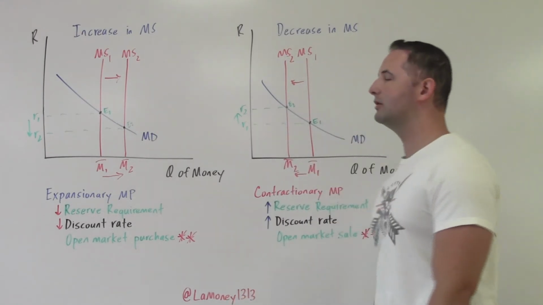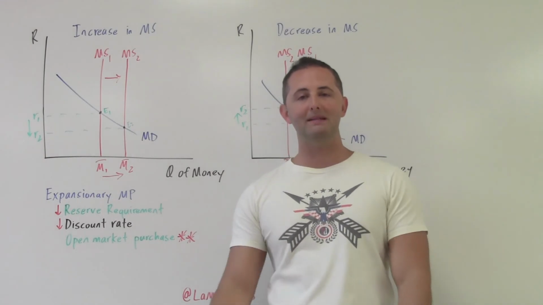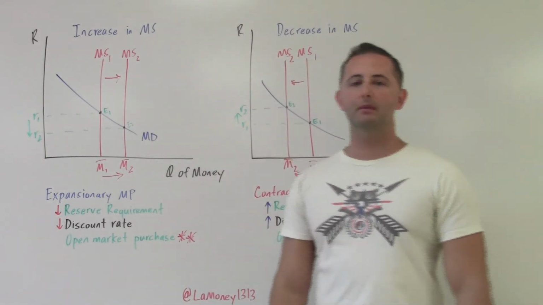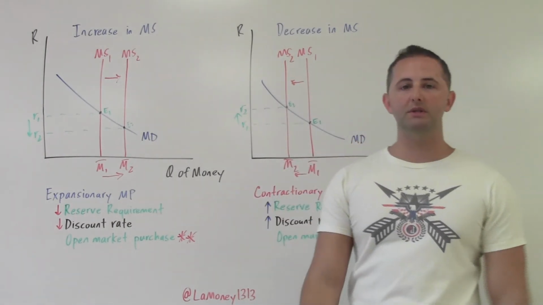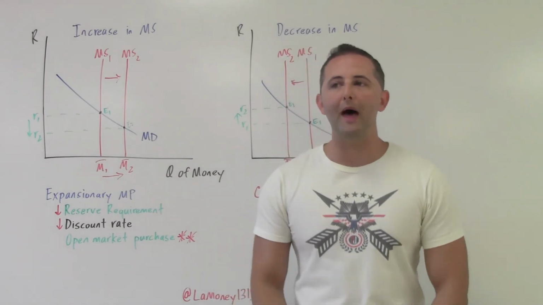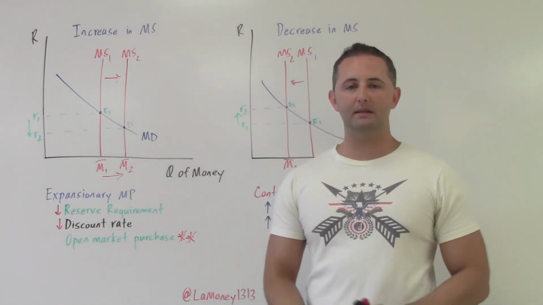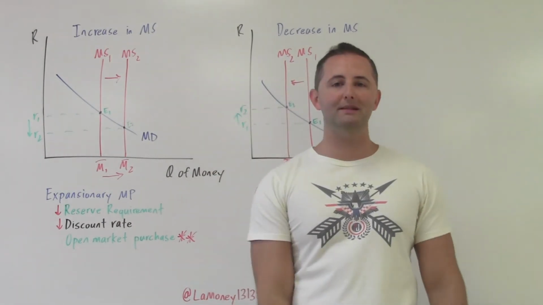The other two things they can do: they could raise the reserve requirement, so they could increase the amount of money that banks have to keep and are not allowed to lend out, which would therefore limit the money supply, decrease it. And they could also raise the discount rate, which is the rate that banks pay when they borrow from the Fed. Again, making it harder for banks to borrow money. Less money that banks have decreases the money supply, raises interest rates.